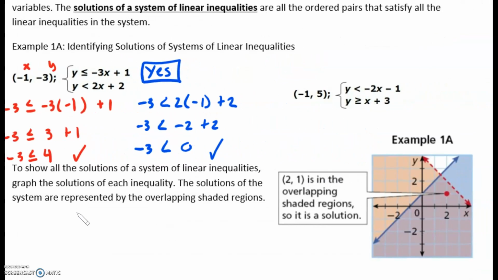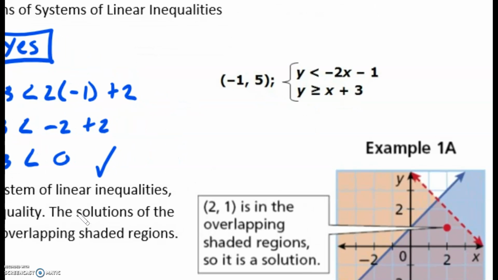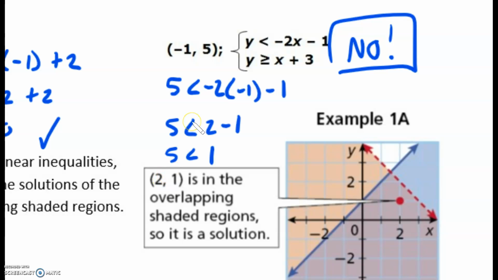Let's have you guys try the next one. Plug in this point and see, is it a part of the solution set to the system? Pause the video now and go ahead and give that a try. Alright, you may notice that I only plugged it into the top one. And the reason why is because that was enough information to tell me no.